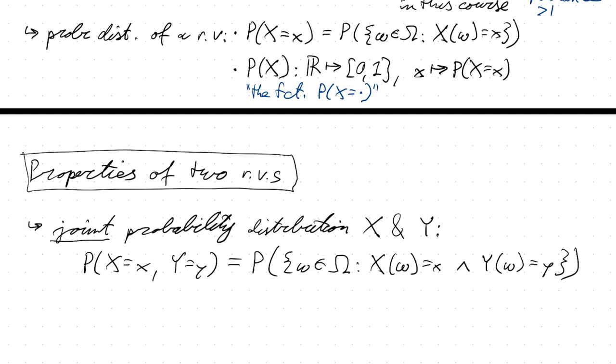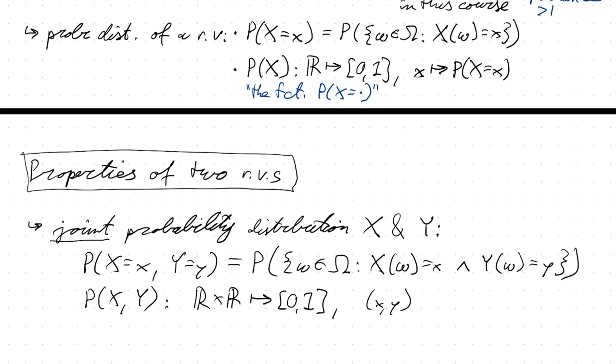And then similarly, if you just write p of x comma y, capital X comma capital Y, that is a function from, for example, if they are both real valued random variables, R cross R to the interval from 0 to 1, which maps X comma Y lowercase, so values, to this joint probability distribution. So nothing unexpected here, just fixing the notation.